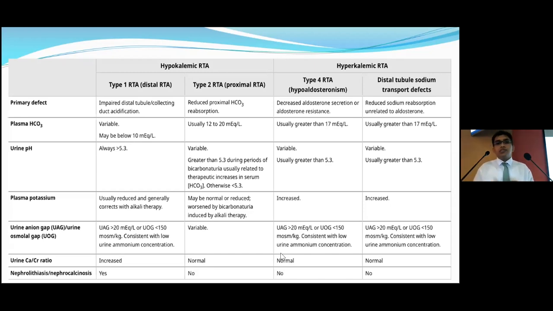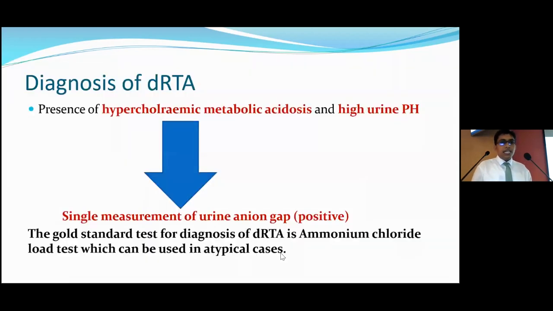Hyperkalemic renal tubular acidosis is broadly of two kinds: type 4, as we all know, hypoaldosteronism, and another entity, distal tubular sodium transport defects, which is due to reduced sodium reabsorption unrelated to aldosterone. In type 4 renal tubular acidosis, there is decreased aldosterone secretion or aldosterone resistance. Both of these conditions have a high serum potassium value. I will concentrate on distal renal tubular acidosis.